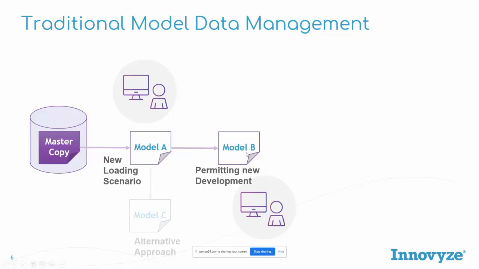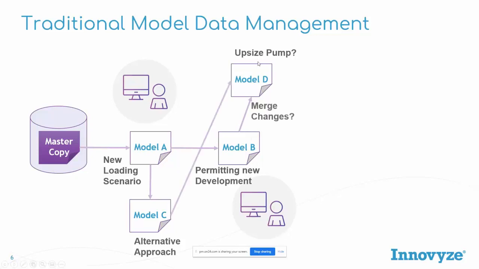That's Model B. A couple days later, John decides to do an alternative approach of this new loading scenario. So he's looking at another one-off spin. That's Model C. Susan decides to consider upsizing a pump. That's Model D. By this point, you're needing to wrestle through how to merge the changes.